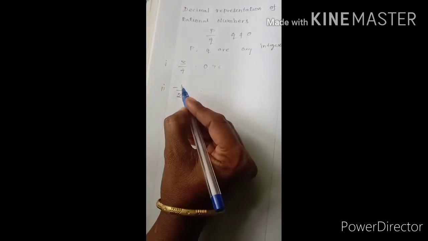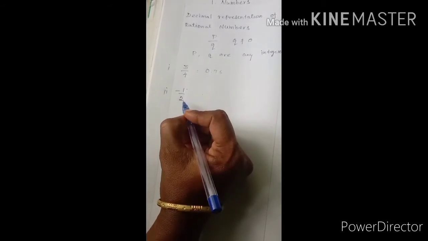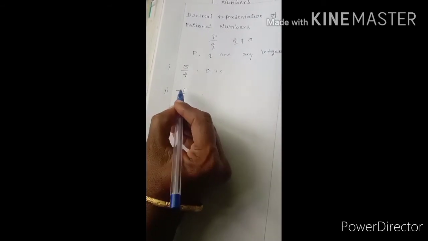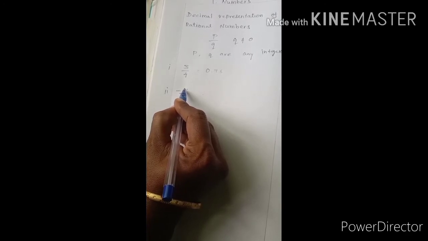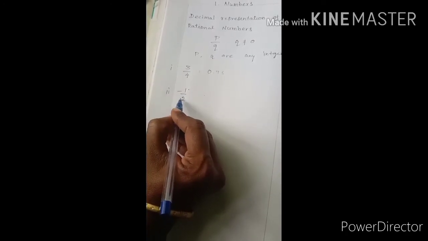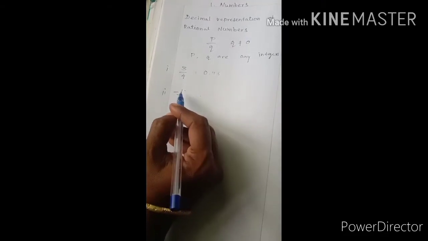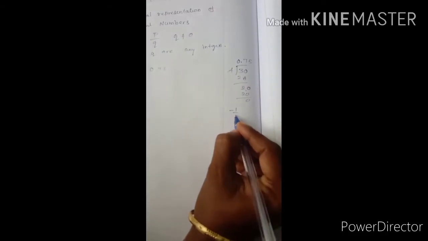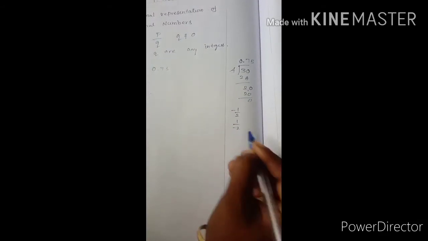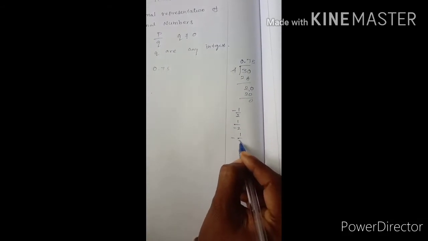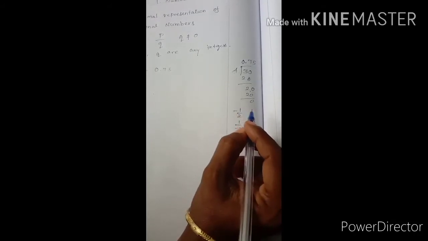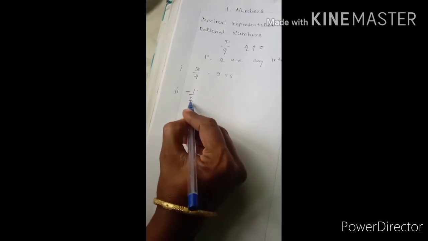Now we take minus 1/2. Here the numerator is minus 1 and the denominator is 2. The negative sign is given near 1. Suppose it is near 2 also, that time also this rational number is called a negative rational number. It is written as minus 1 by 2, or 1 by minus 2, or minus 1 by 2. Now we divide 1 by 2.